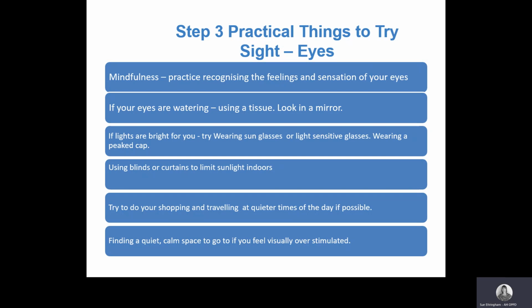If bright lights are uncomfortable for you, you might try wearing sunglasses when you feel overwhelmed by the lights, or using light-sensitive sunglasses. You might try wearing a peaked cap. You might try at home using blinds to cut out some of the sunlight or brightness during the day. Or you might try partially closing the curtains during the brightest part of the day. Try to avoid total darkness, and if someone is very light sensitive, increase the amount of light they can be exposed to gradually.